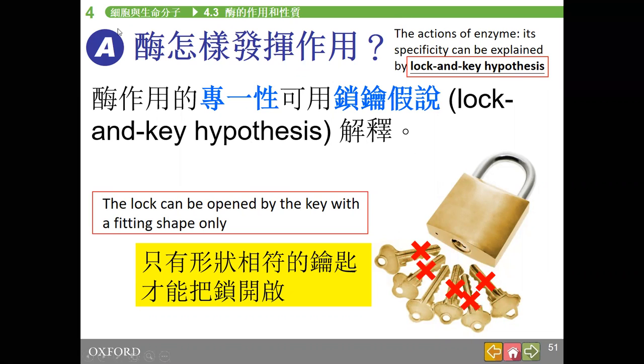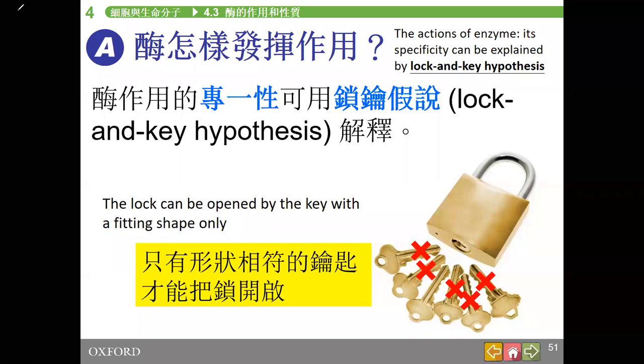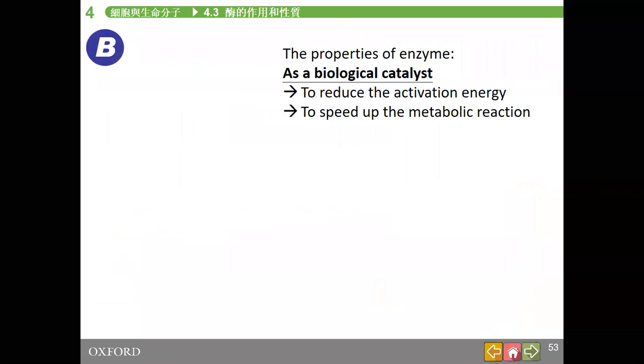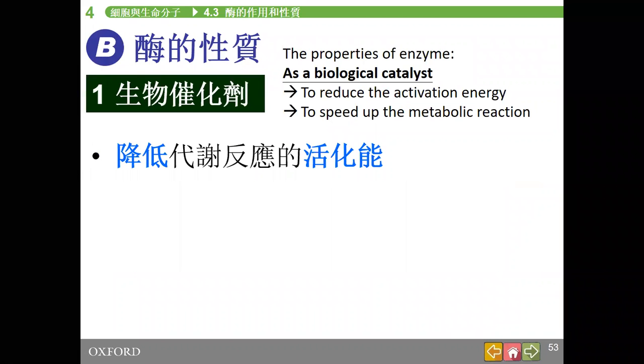Only this one can open, but others cannot. So the enzyme can have chemical reaction with certain specific substrate only. It cannot have reaction with other substrates. So there are 5 properties of enzyme. Please remember them, and I'll explain here.